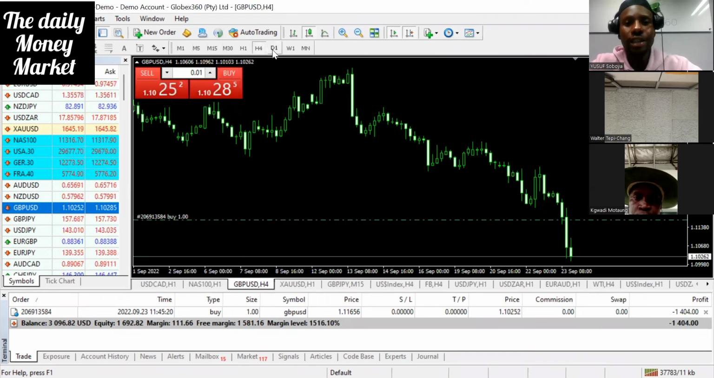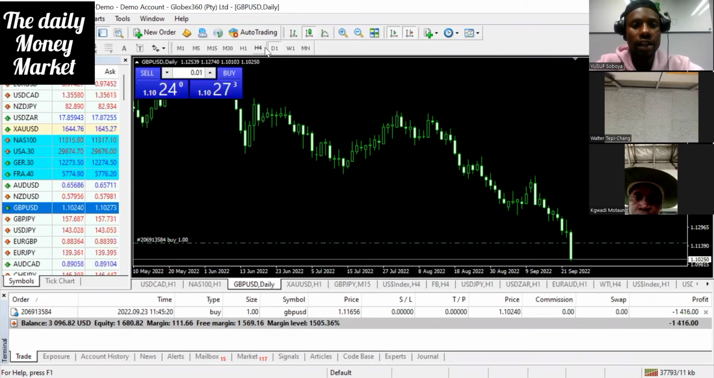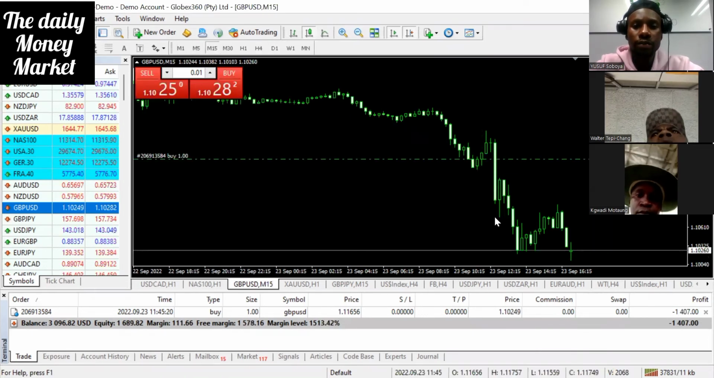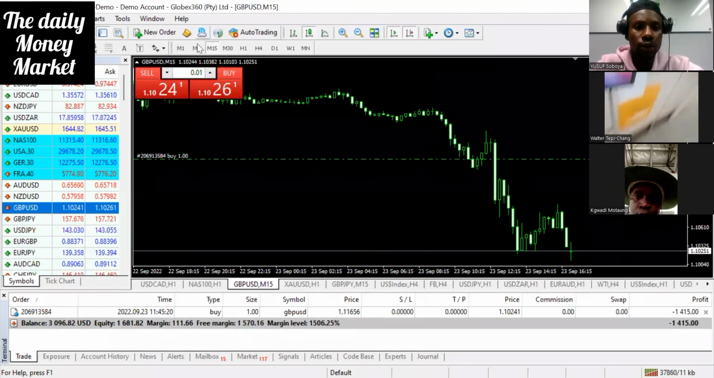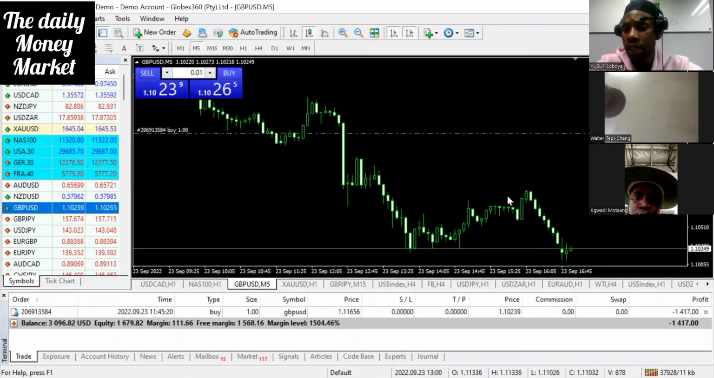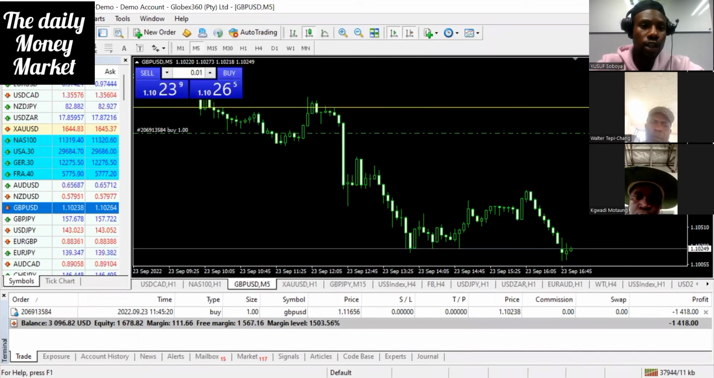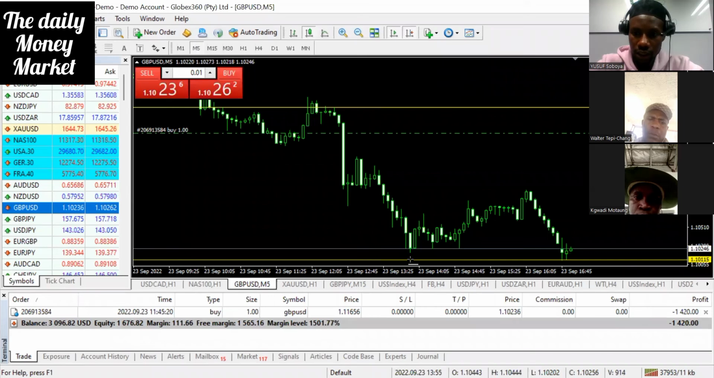First of all, as I said, we should look at a higher time frame, a daily or maybe a 4 hour, right? Because if you go on a 15 minutes, you will think this is the highest and this is the lowest, but it is actually a very, very small movement. If you go again on a 5 minutes, you think this is the highest and this is the lowest.